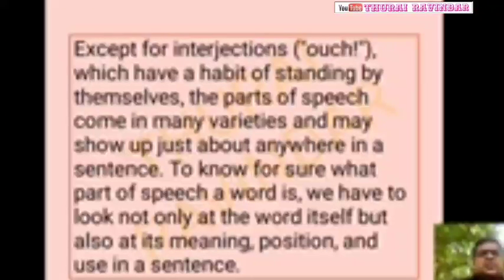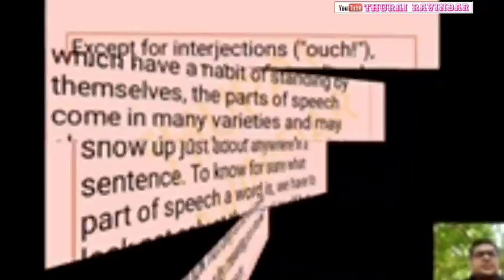Except for interjections, which have a habit of standing by themselves, the parts of speech come in many varieties and may show up just about anywhere in a sentence. To know for sure what part of speech a word is, we have to look not only at the word itself, but also at its meaning, position and use in a sentence.